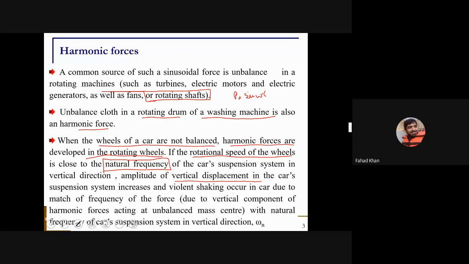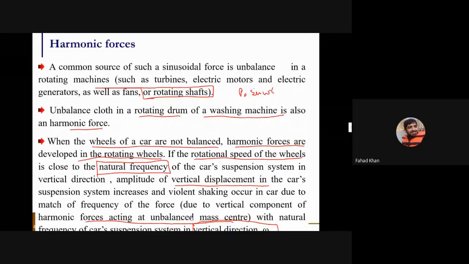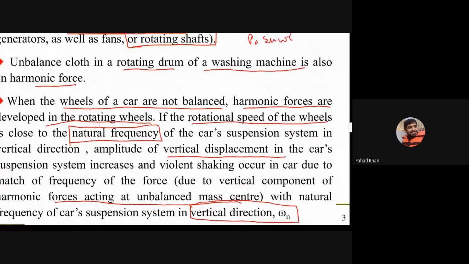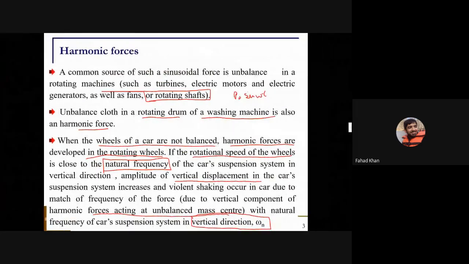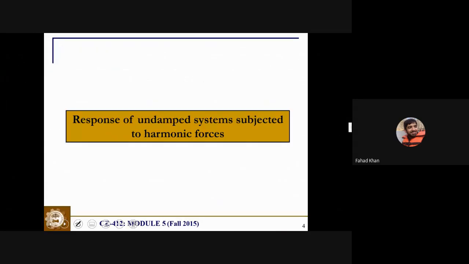This is due to the vertical component of harmonic forces acting at the unbalanced mass center, with the natural frequency of the car suspension system in the vertical direction equal to omega n. So we have two different omegas. One is omega n, shown here, and we call this our structure's natural frequency. This is omega n, and then we have this omega, which is the forcing frequency.